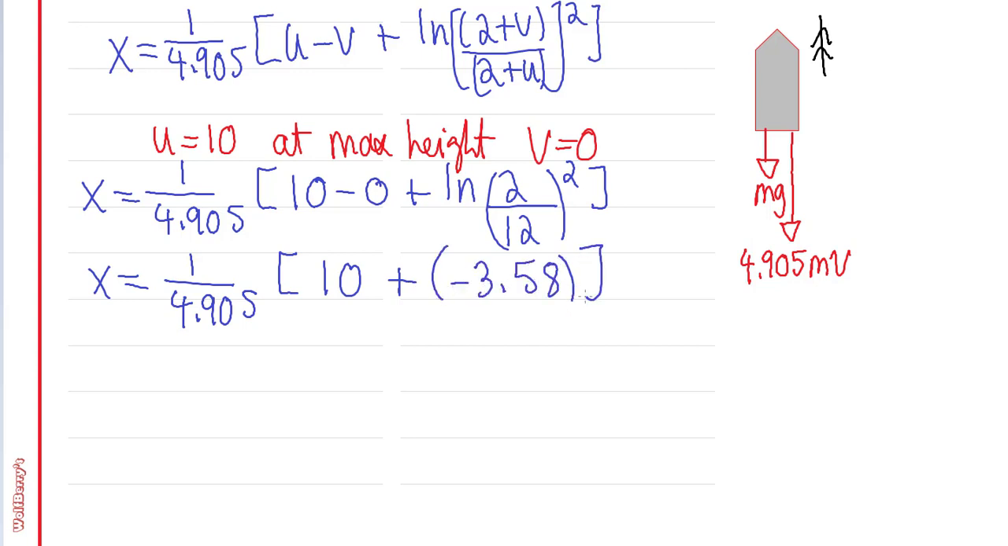So 10 minus 3.58 divided by 4.905 gives us an x value of, 10 minus 3.58 gives you 6.42, all divided by 4.905. It gives you an x value of 1.3 meters. So this rocket doesn't go very far. It reaches 1.3 meters.